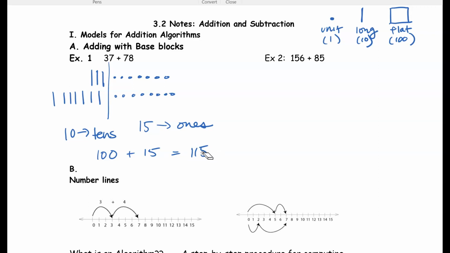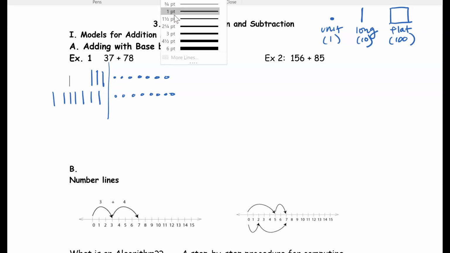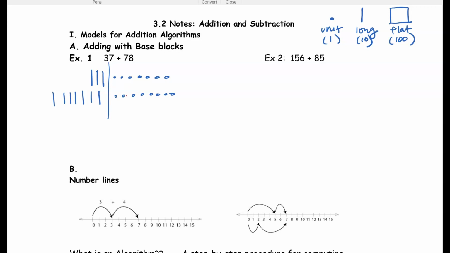Visually though, and for kids, this would be so much easier. Instead of thinking about it that way, what we can do is we can just regroup them. So we know that a long is worth 10. So if I count 10 units, and I'm going to just use a different color for this, 1, 2, 3, 4, 5, 6, 7, 8, 9, 10. I'm going to circle a group of 10, and I'm going to cross this off, and then I'm going to make a long out of it. Okay, 10 units are the same thing as 1 long.